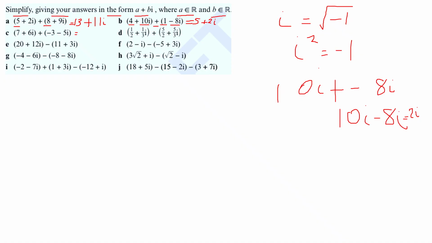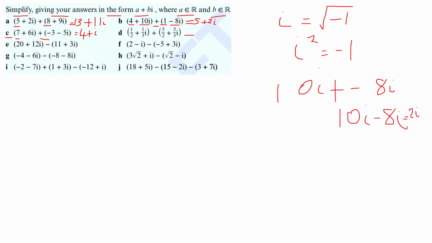Part C, sorry, I apologize. 7 plus 6i plus minus 3 minus 5i. So 7 plus minus 3 is 7 minus 3, which is 4. Then we got plus 6i plus minus 5i becomes minus 5i, so it becomes plus 1i or plus i.